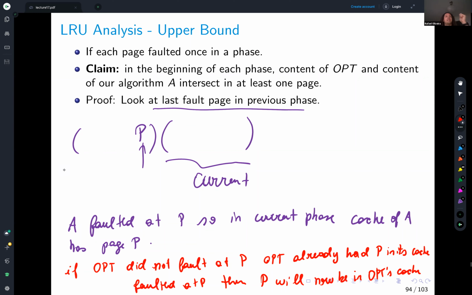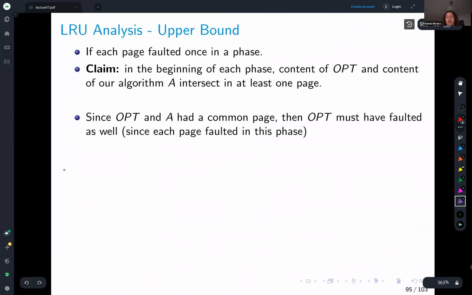we know that the cache of A and the cache of opt share one page. So now we know this, we just proved this. Now, since opt and A had a common page, then opt must have faulted as well in this phase. Why is that? Because now each page faulted in this phase. So in particular, P will fault.